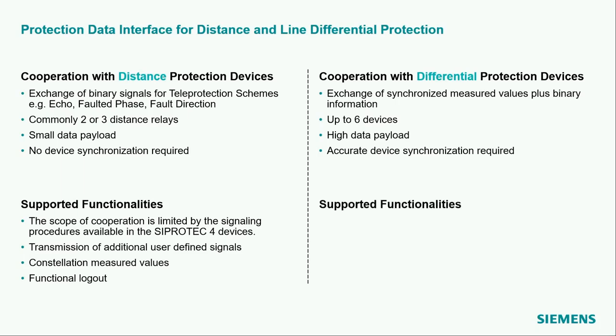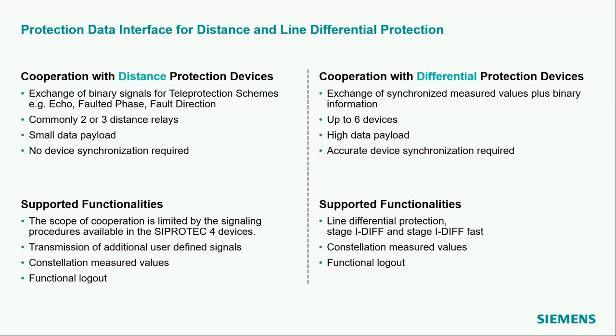For the line differential protection, the supported functionalities are the sensitive stage IDIF and the stage IDIF fast. The stage IDIF fast 2, available in our Cipotec 5 modular devices, is not supported. Also for line differential protection, constellation measured values and the functional lockout of a device are supported. It is also possible to additionally exchange binary information, like remote indication commands or any other user-defined signal.